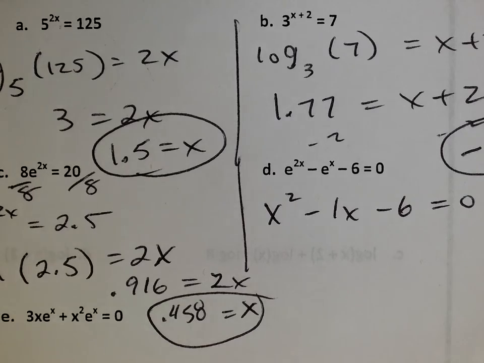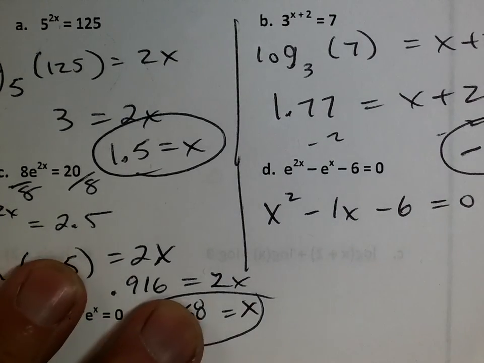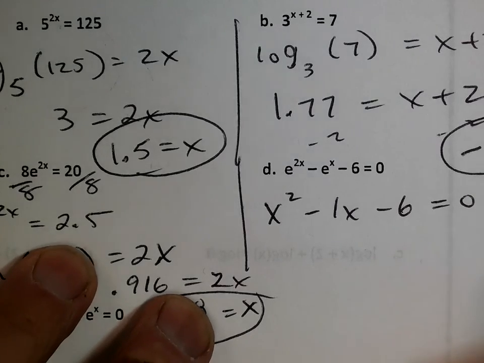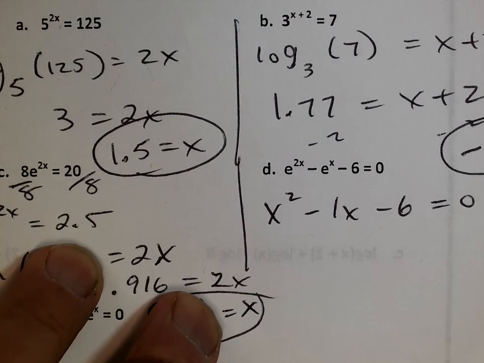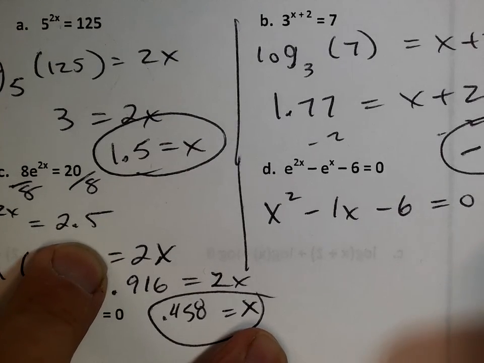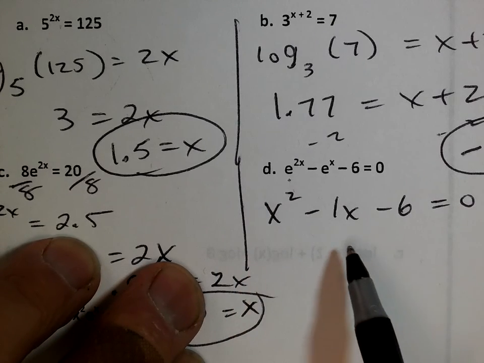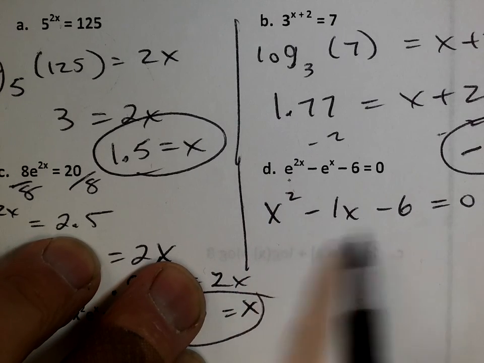It's a little tricky, it's a hard one. I'm gonna slide this up above because I'm running out of room. So I'm letting my x equal e to the x, okay? So x is equal to e to the x. Instead of writing e to the x and then squaring it, I just wrote x squared, okay?